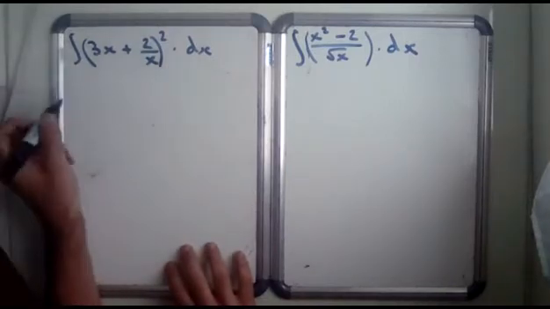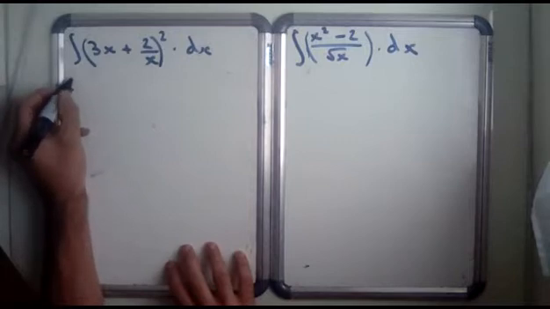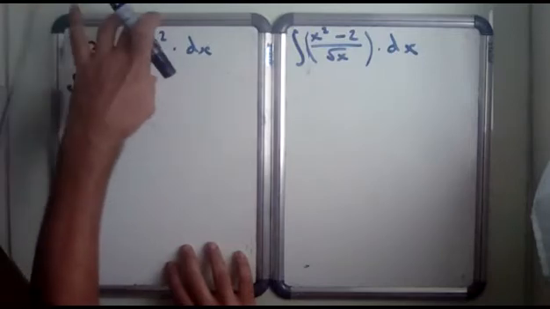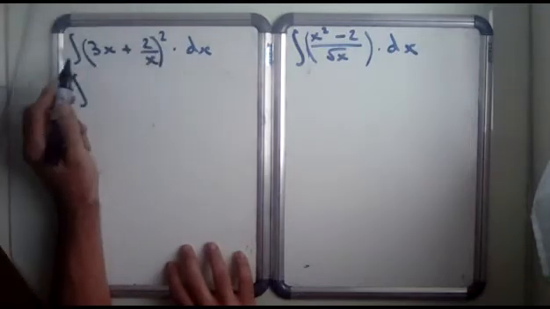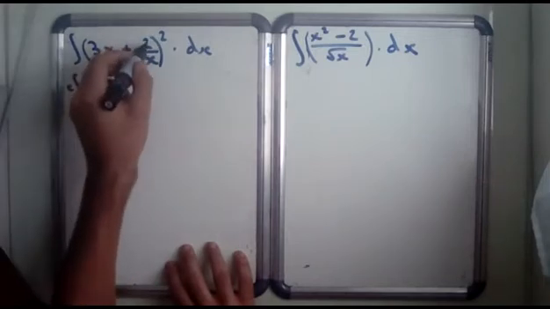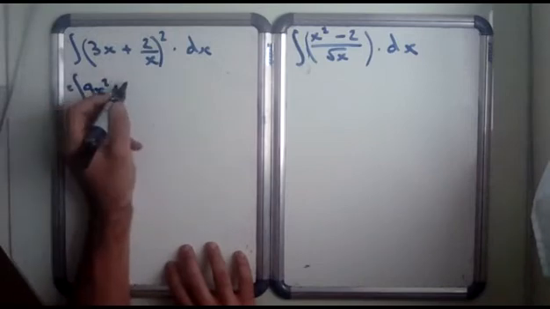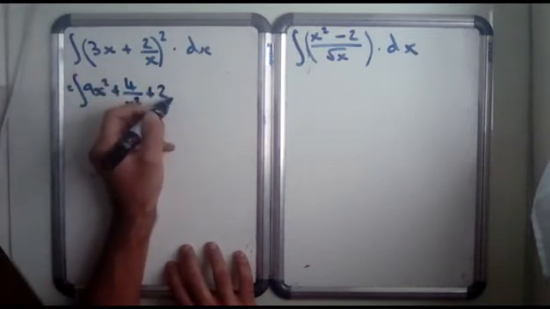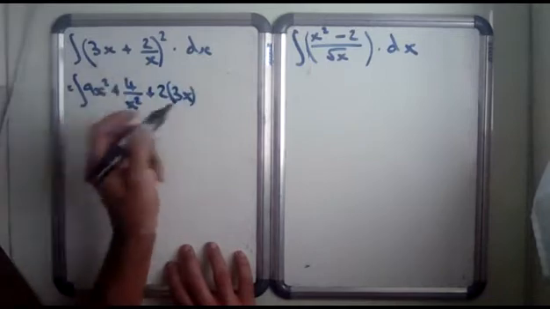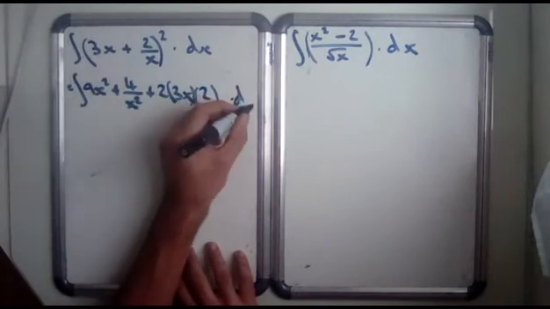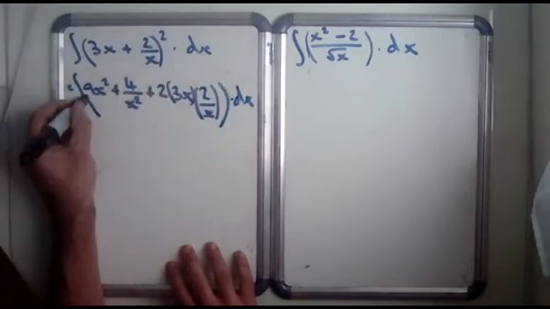So this is a perfect square. So this is the same as the integral of, well, 3x, this is going to be a squared plus b squared plus 2ab. So a squared is 3x squared, which is 9x squared, plus b squared, well, it's 2 over x squared, which is 4 over x squared, plus 2ab, so that would be 2 times 3x times 2 over x. Like that, tidy it up in a minute, dx, so it's the integral of all of that with respect to x.